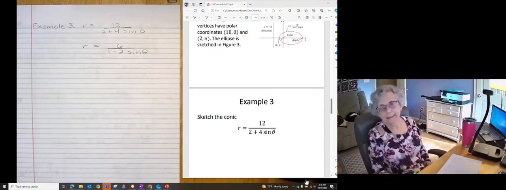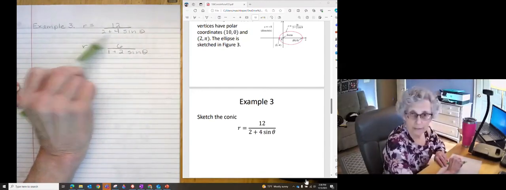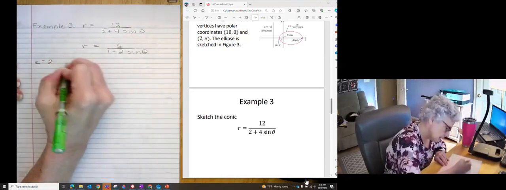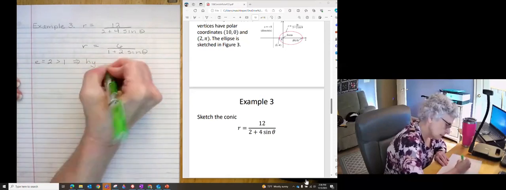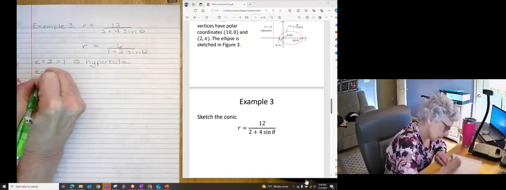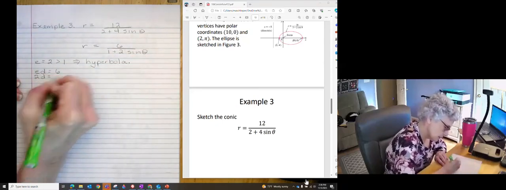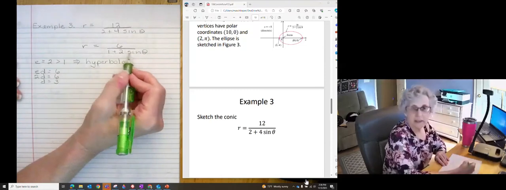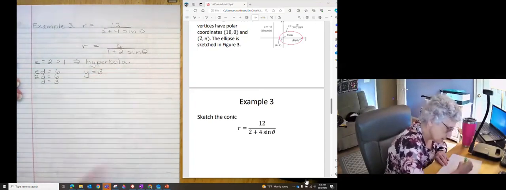Okay, I wrote it down. I divided everything by 2 so that I could have a 1 right there. That means my eccentricity, E, is equal to 2, which means greater than 1. I have a hyperbola. E times D is equal to 6. So 2 times D is equal to 6. D is equal to 3. I have a plus sign here and a sine, so my directrix is y equals 3.